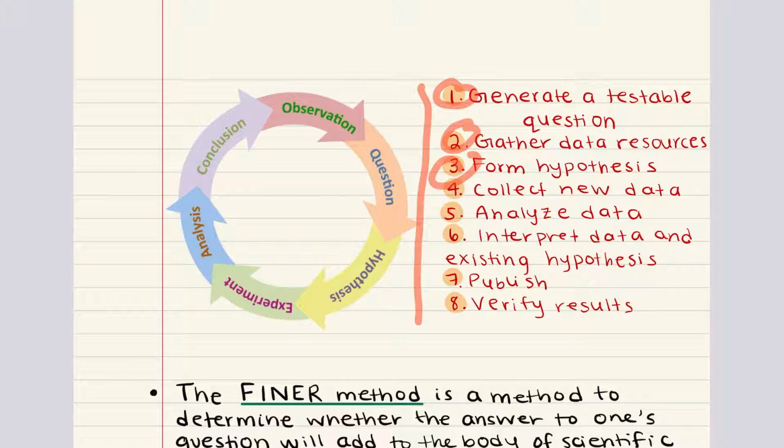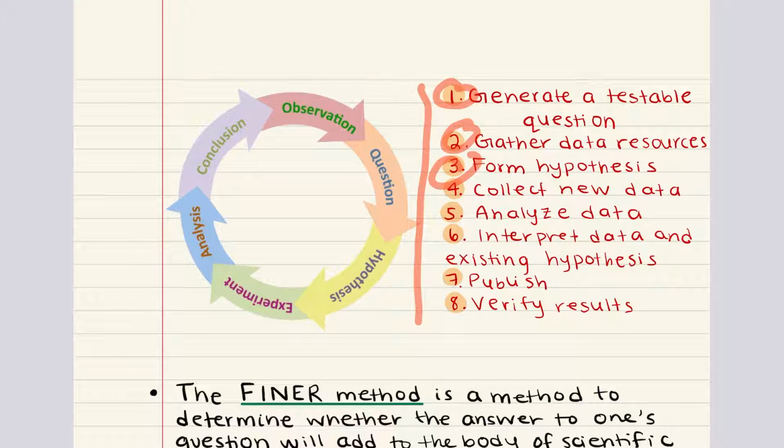The third step is to form a hypothesis. This is essentially an educated guess that's based on the information gathered in step 2. A hypothesis is often structured as an if-then statement. So if plants are exposed to red light, then they will grow taller than the plants exposed to blue light. So this statement provides a clear prediction that can then be tested through experimentation.